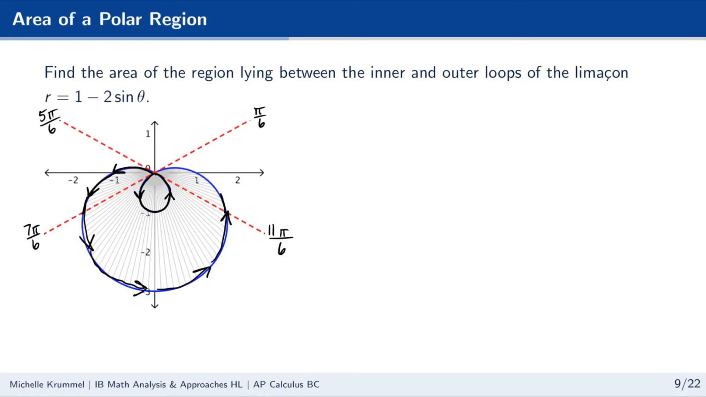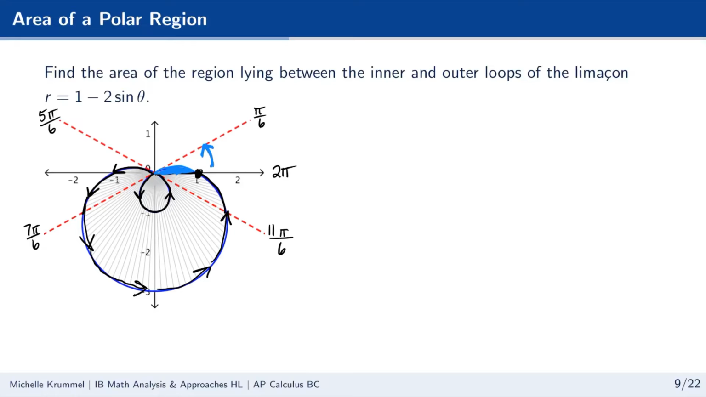Okay, so we can go all the way to 2 pi, but 2 pi is just going to take us to this point right here. If I stop at 2 pi, have I captured all of the outer loop? No, I'm still missing a very important piece. I would be missing this piece right here if I stop at 2 pi. So I have to keep going.